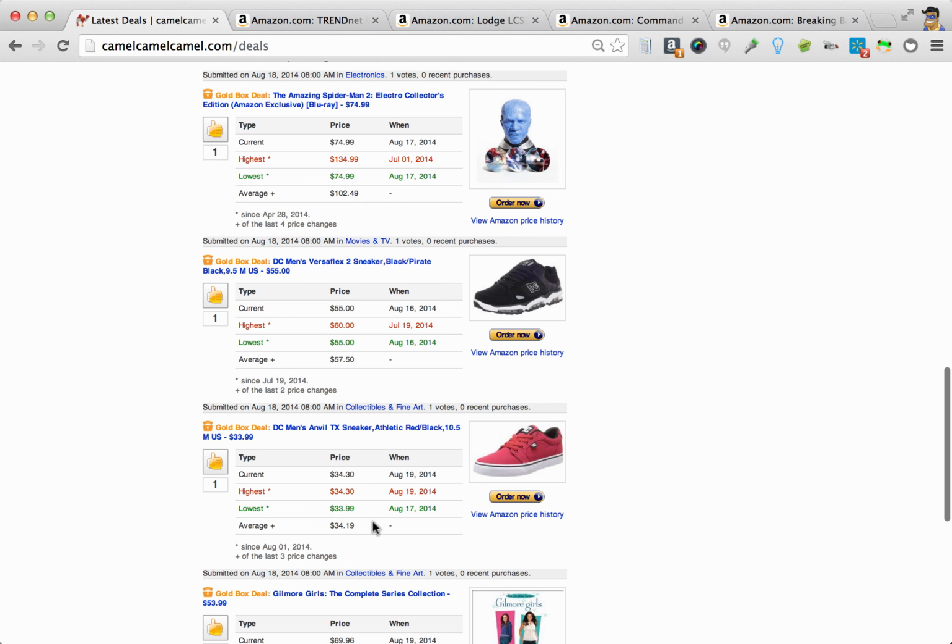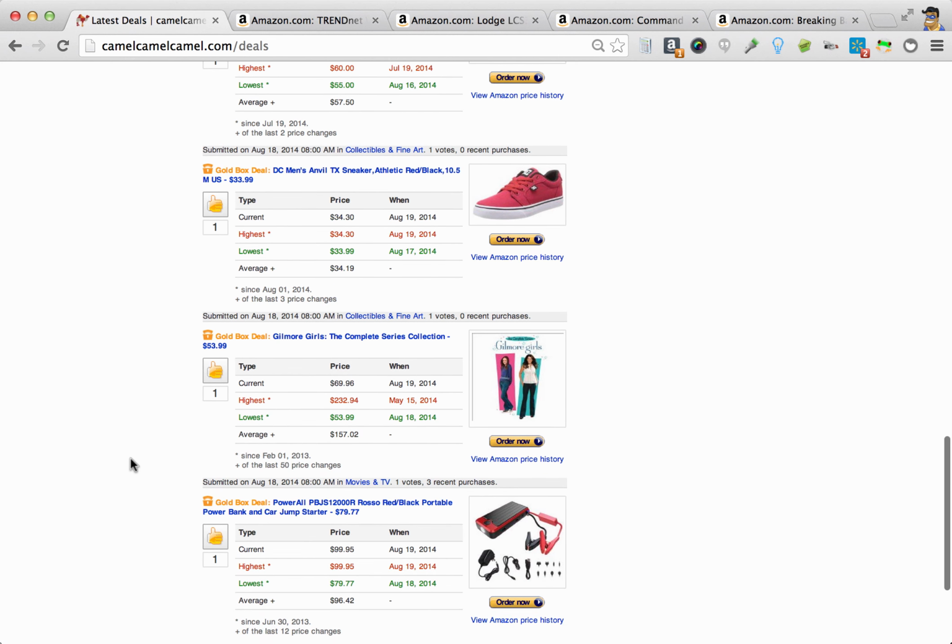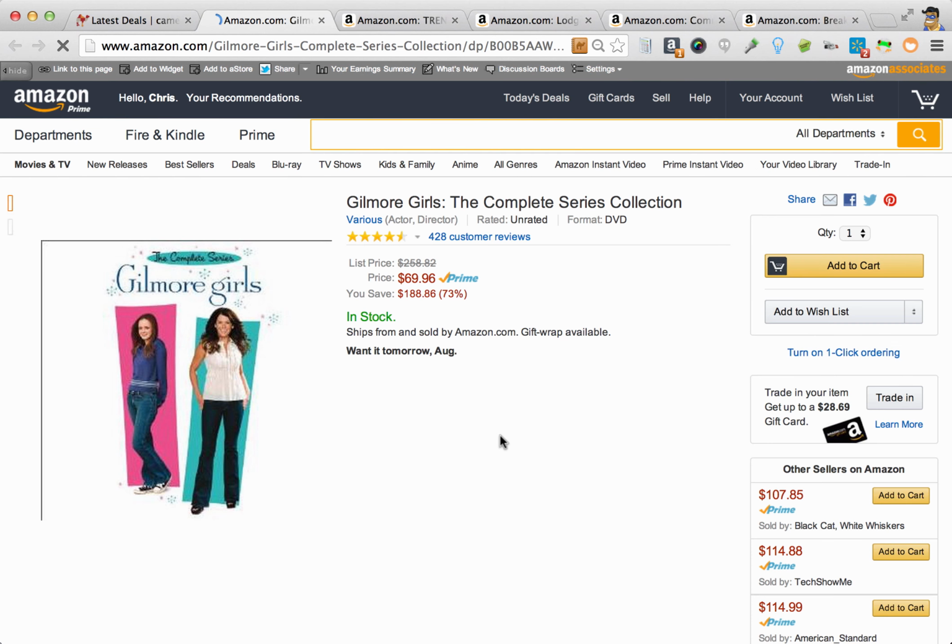And look, this gold box is currently higher right now than the average low price of 34.19, 33.9. I mean, it's not even a deal. This is a nice price right here. Currently 53.99 gold box steel, current price, and the average price. So let's look at this one before we move on to the next one.